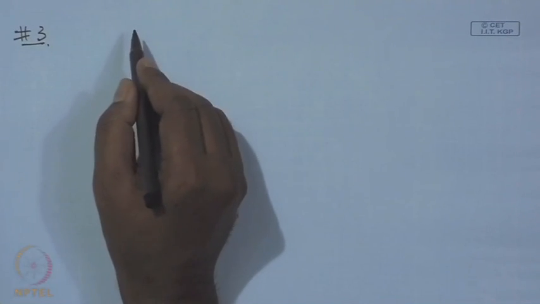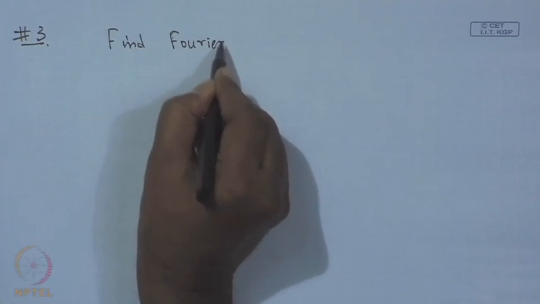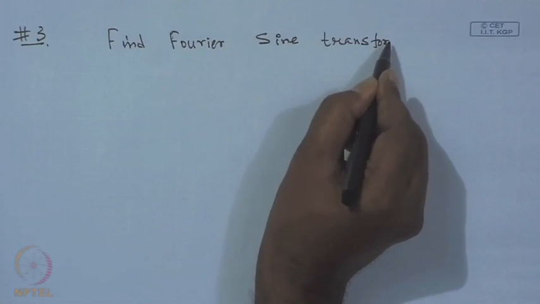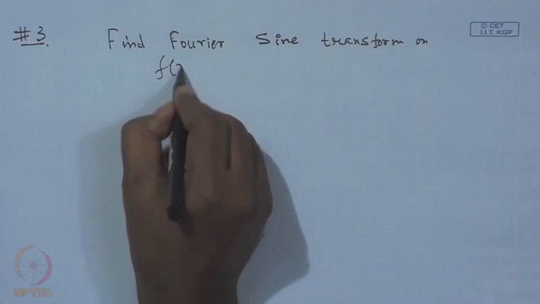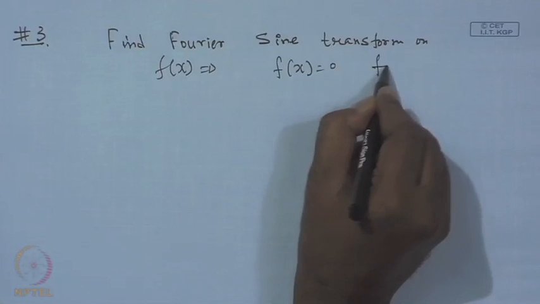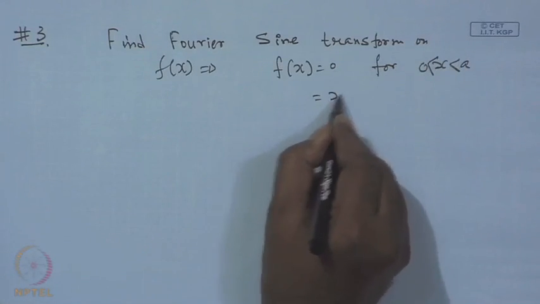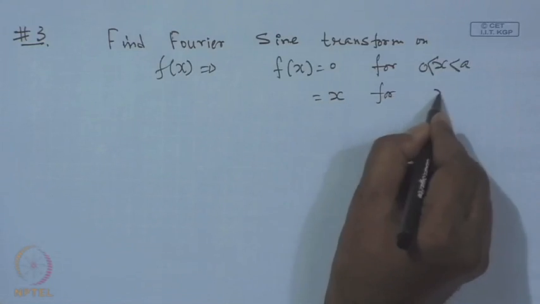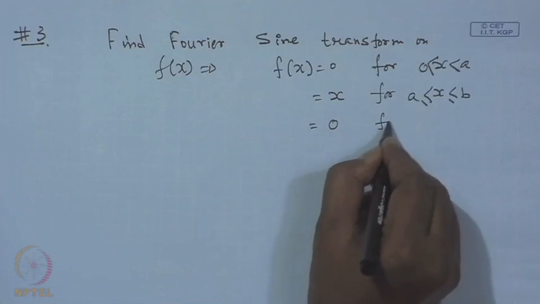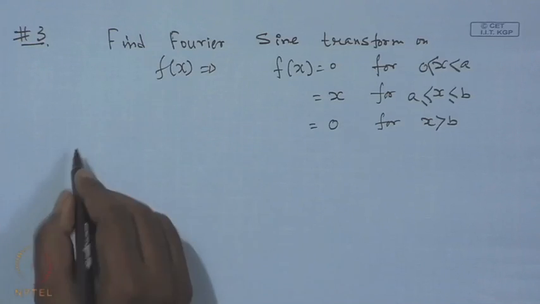Then we will take up one more example, that is the Fourier sine transformation. Let us find the Fourier sine transform of f of x, and the definition of f of x is equal to 0 for x lying in the range 0 to a, this is equal to x for x lying in the range a to b, and this is equal to 0 for x greater than b. So, we find out the Fourier sine transformation of this.